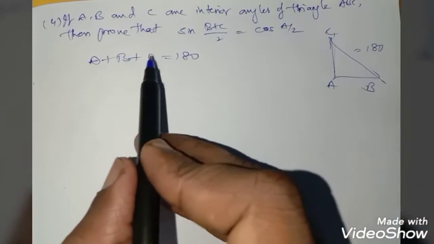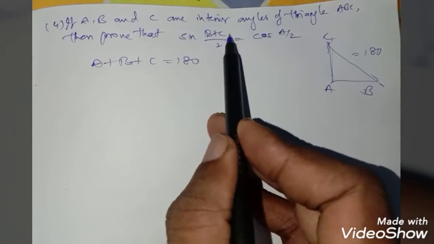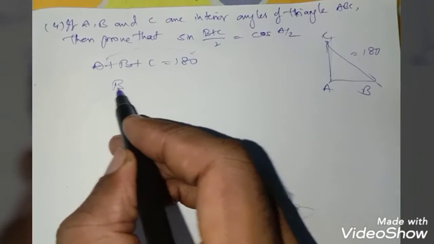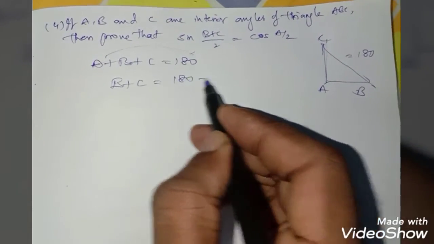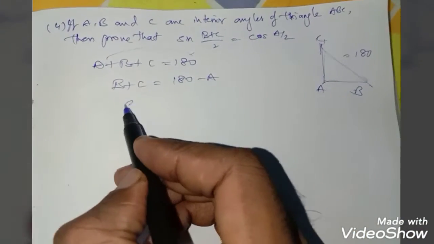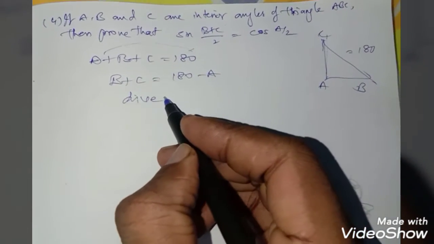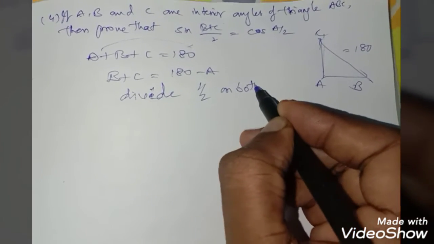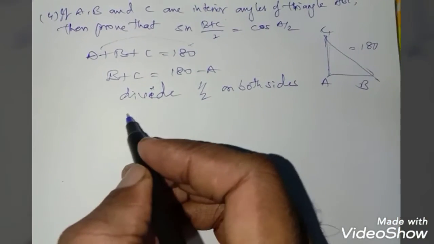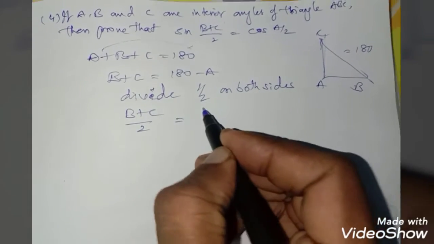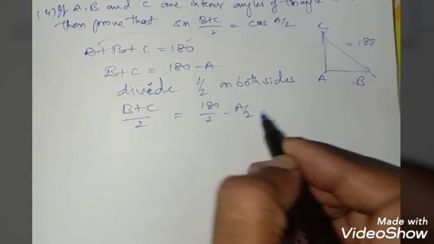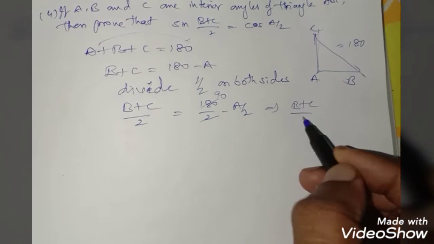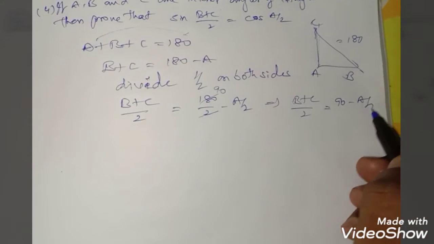Right, now send A here. What is given in the left side? We have B plus C. So I can send the value of A to the right side. So I can write this one as B plus C is equal to 180 minus A. So after that divide by 2 on both sides. Now if I divide, you will get B plus C divided by 2 is equal to 180 by 2 minus A by 2. Now 180 by 2 is nothing but 90. So I can write this one as B plus C by 2 is equal to 90 minus A by 2.